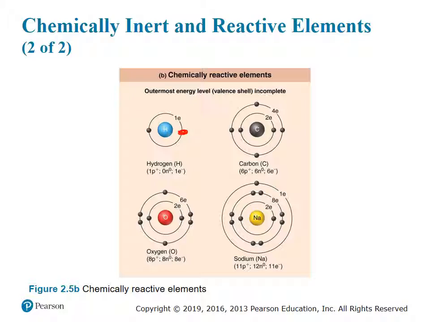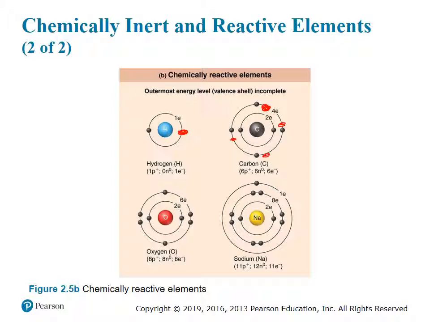Look at carbon. It has how many in its first shell? Okay, that's good. Second shell? 4. How many do you think it needs to become stable? 4 more. So if it had 4 more, it would be stable.